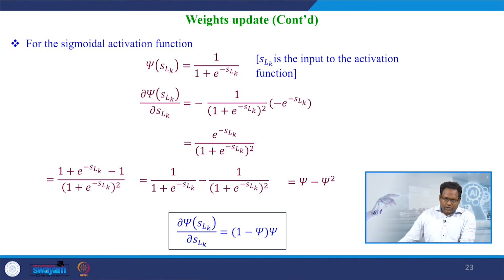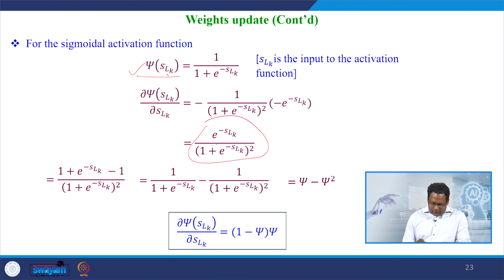So, for the sigmoidal activation function, the transfer function of the given input is 1 by 1 plus e power minus S Lk, which is the input to the activation function. Thus, the partial derivative of this with respect to its input is e power minus SLk upon (1 plus e power minus SLk) whole square. This leads to psi minus psi square, which is nothing but the function into 1 minus the function. Thus, dou psi upon dou input is equal to psi into 1 minus psi.